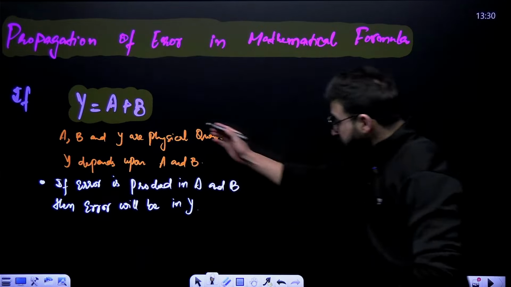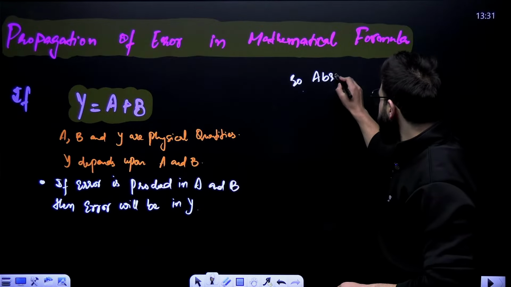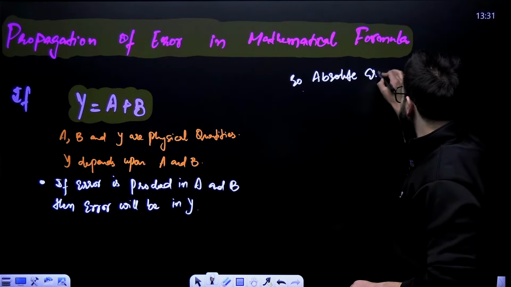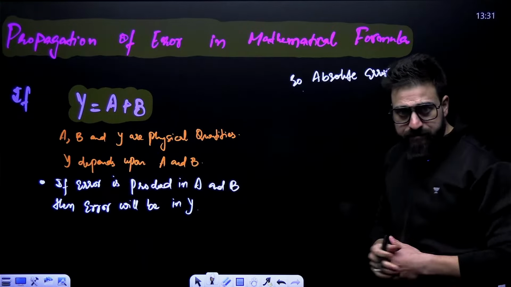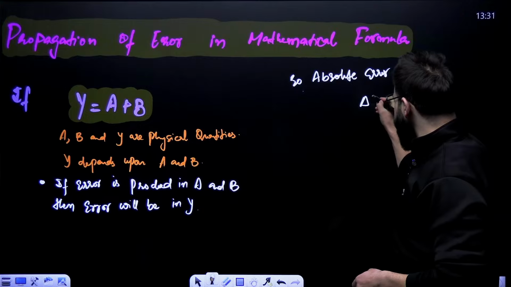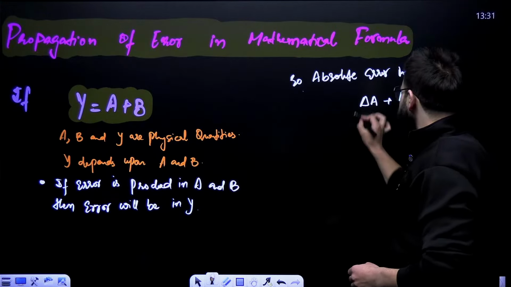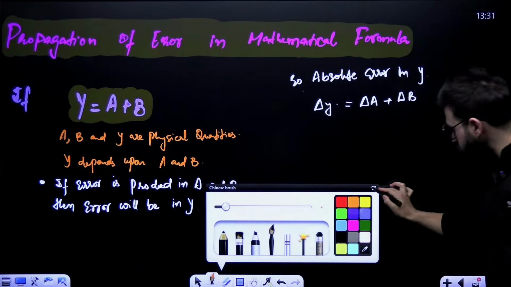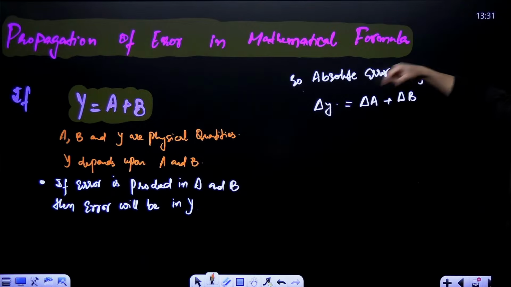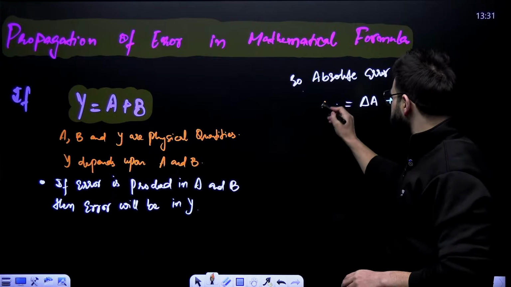And how do we write the absolute error? Guys, see, if you are getting error in a, that is delta a, and if you are getting error in b, that is delta b, then there will be error in y, delta y. This is how we find the error. If you are getting error in a and error in b, this error will add up and that will be the error in y.